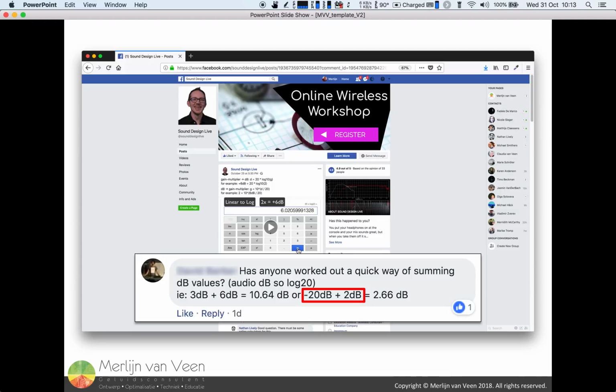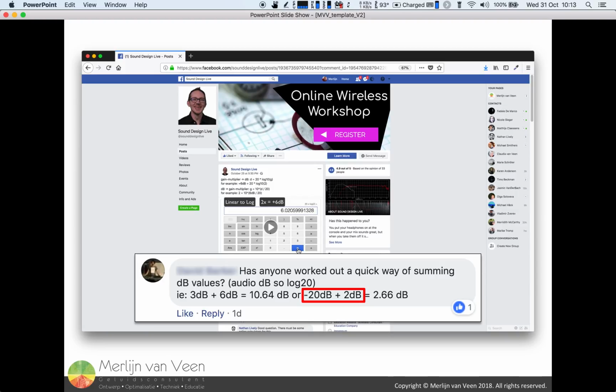This question originated on Nathan Lively's Facebook page called Sound Design Live, a fellow instructor, where somebody asked, has anyone worked out a quick way of summing dB values? Minus 20 dB plus 2 dB, for example.